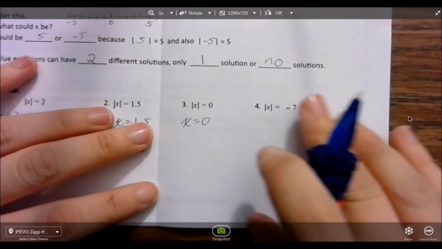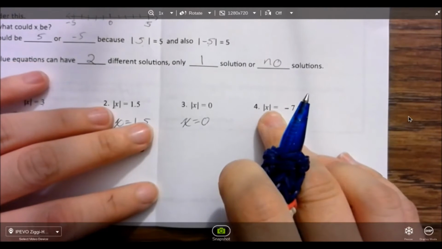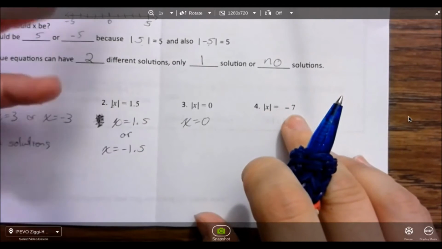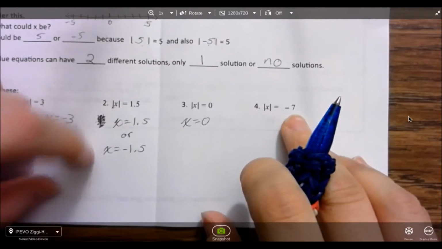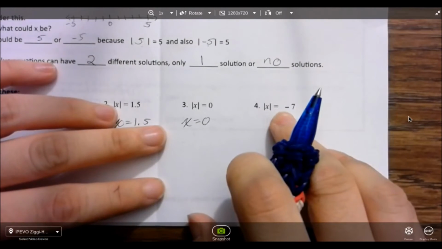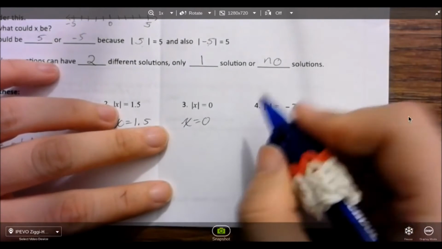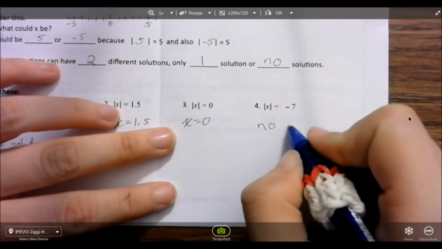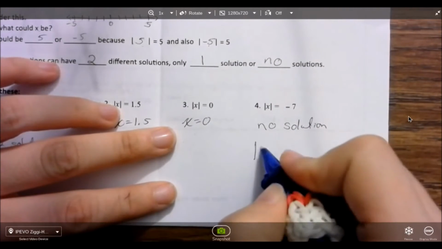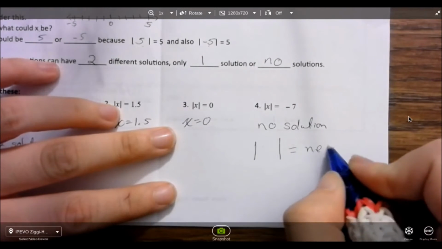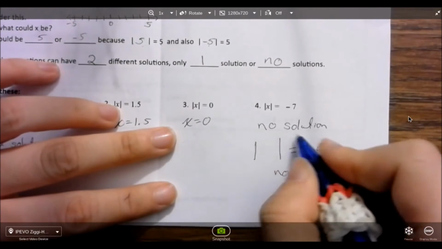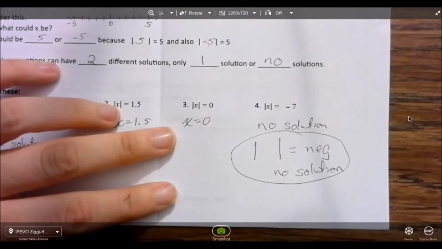All right, now look at number 4, which says the absolute value of x equals negative 7. Now, since absolute value is a distance from 0, you can't really have a negative distance. Distance is always expressed as a positive number. So if this is asking me what number is negative 7 distance away from 0, it doesn't really make any sense. So in this case, I have no solution. So anytime you have absolute value of something equals a negative, that's going to be no solution. Okay, so just kind of keep that in mind in general.